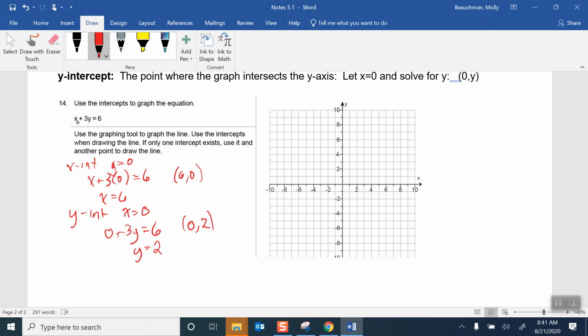Okay, so if it's in the general form, it might be easier to use the intercept method to graph. So we've got (6, 0) as our x-intercept, (0, 2) as our y-intercept, and then if you want another point in here, you could substitute a 2 or a 4 in for x just to make sure. But I'm going to connect these 2 points, and there's the graph of our line. So you only need 2 points to be able to graph the line, and you end up with infinite solutions represented by a picture.